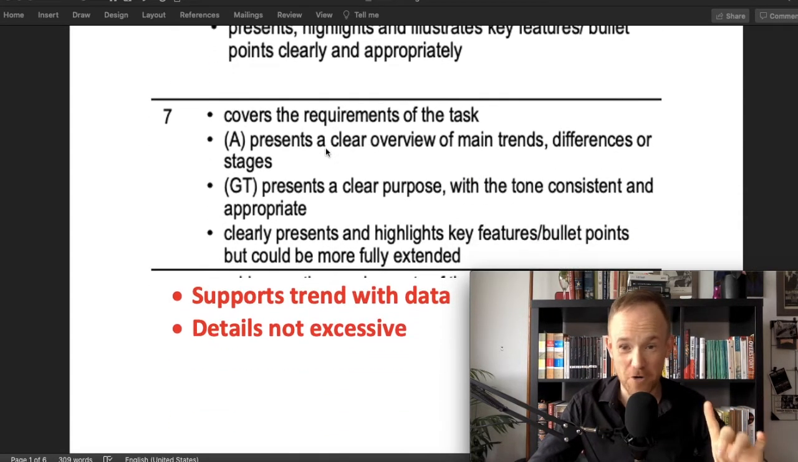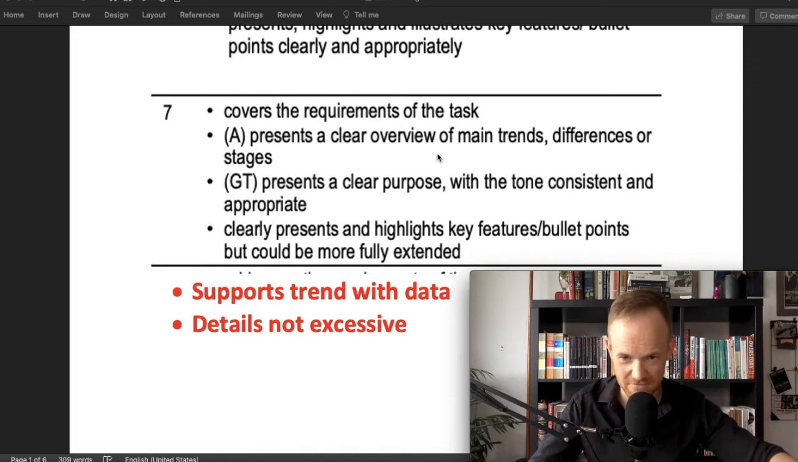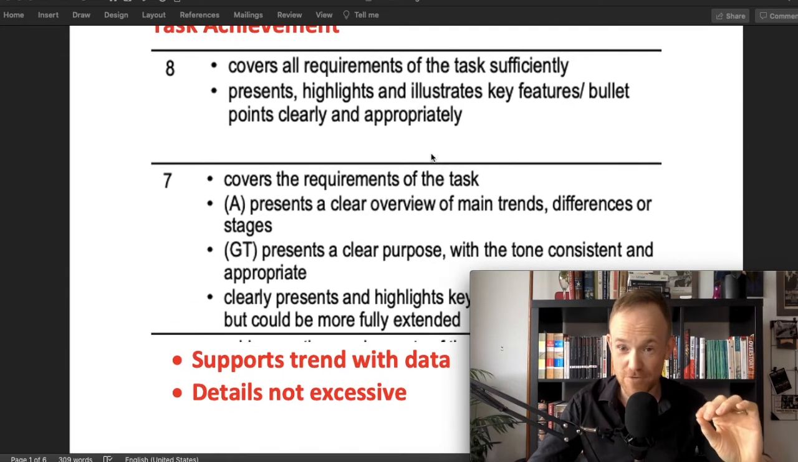If a 7 is good enough, you're still trying to do the same thing, right? It says here, clearly present and highlight key features. So we're going to be looking at that, but could be more fully extended. It also says here, provides a clear overview of trends or differences. All right, we'll be looking at that as well. Now, the one I present you is going to be going for this, presenting and highlighting and extending appropriately.